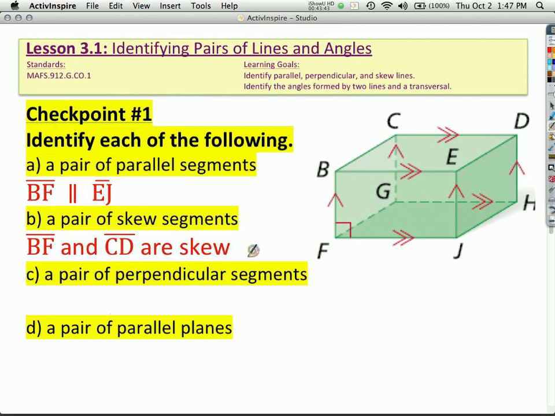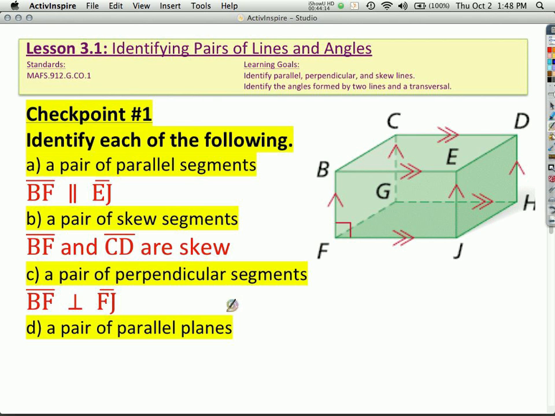Very good. What about perpendicular segments? Someone give me a pair of perpendicular segments. We've got Valerie and then Stephen. Valerie. Okay. Segment BF is perpendicular to segment FJ. It's really the only one indicated on the whole picture. We could probably make an assumption that the other ones are perpendicular as well, but it's not indicated.